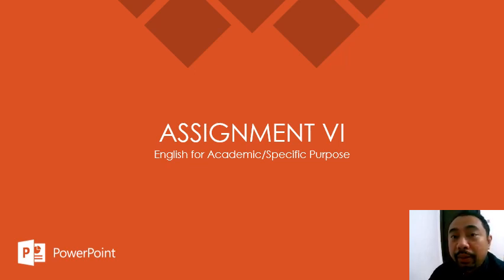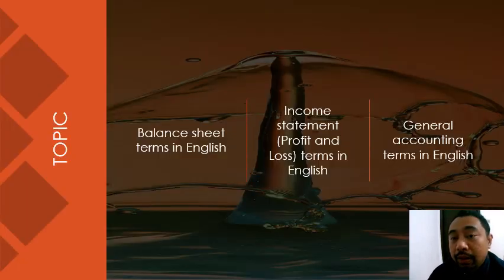In this video, I will present my assignment video for the English for Academic Specific Purpose course. In this video topic, I will discuss three topics. First is balance sheet terms in English. Second, income statement, profit and loss terms in English. And the last is general accounting terms in English.